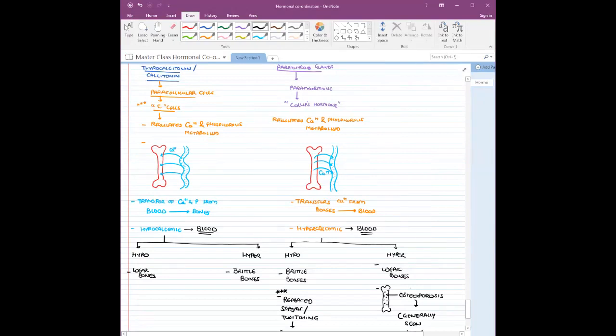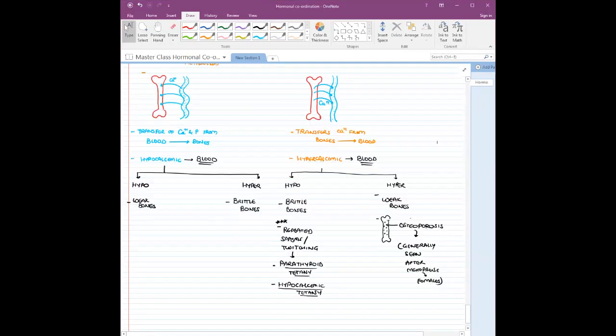Here this is hypercalcemic. So what are you going to see? Calcium ions are going to be deposited more into the blood, so the blood calcium levels are going to increase. That is what it means. I hope this is clear. Okay, so guys, this is what we need to know with regards to your parathormone and your calcitonin.